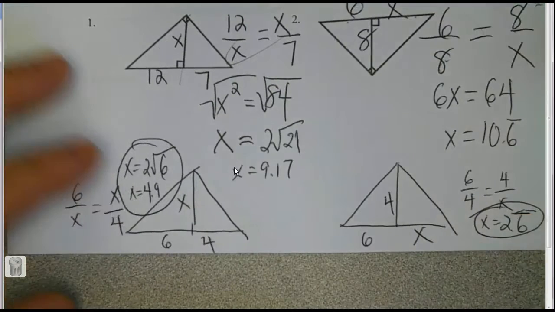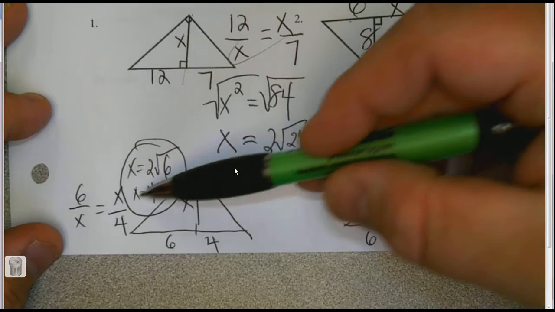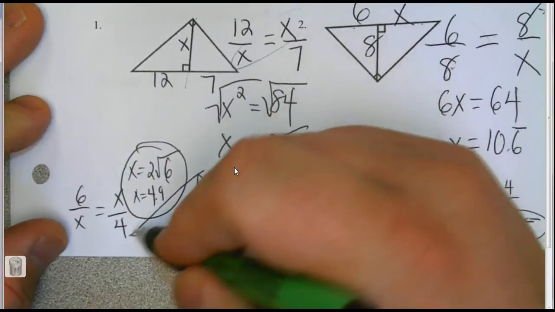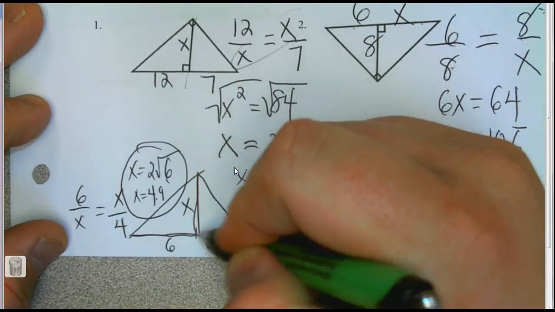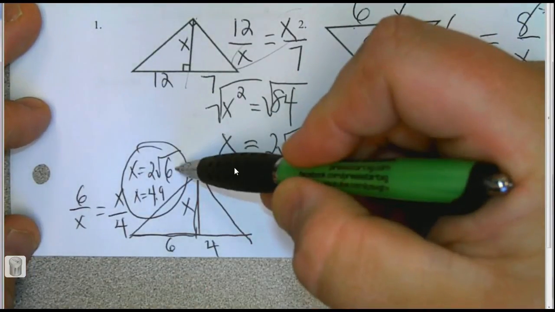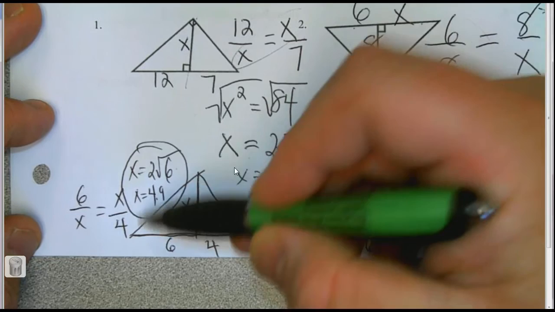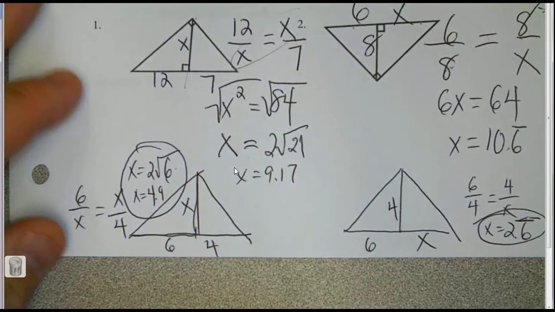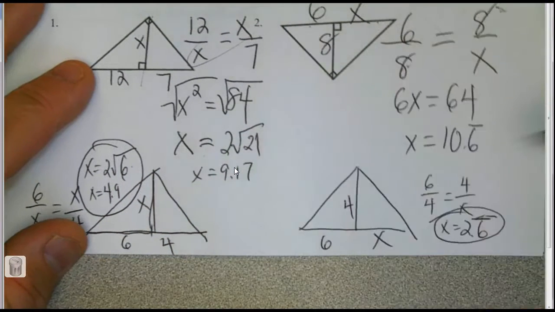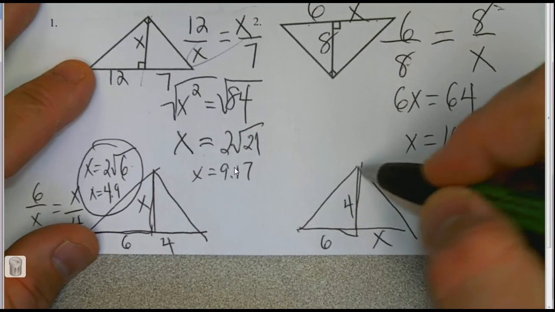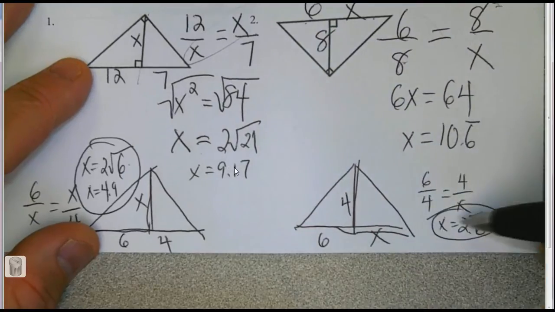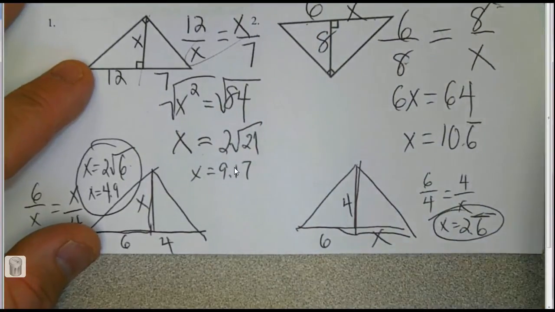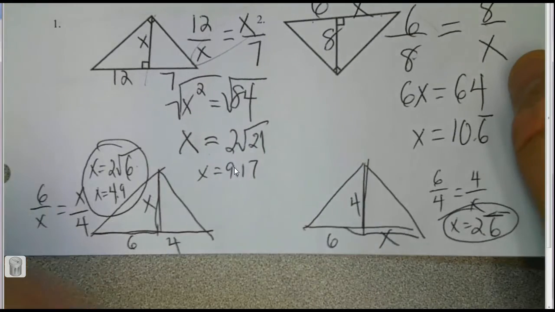Okay, so we had 6 over x, and again I'm going to trace the t, and then x over 4. So x is equal to 2 times the square root of 6. If you did it for the decimal version, x is equal to 4.9. For this one, we had 6 over 4 and 4 over x. So x is equal to 2.6 repeated once you cross multiplied and solved.